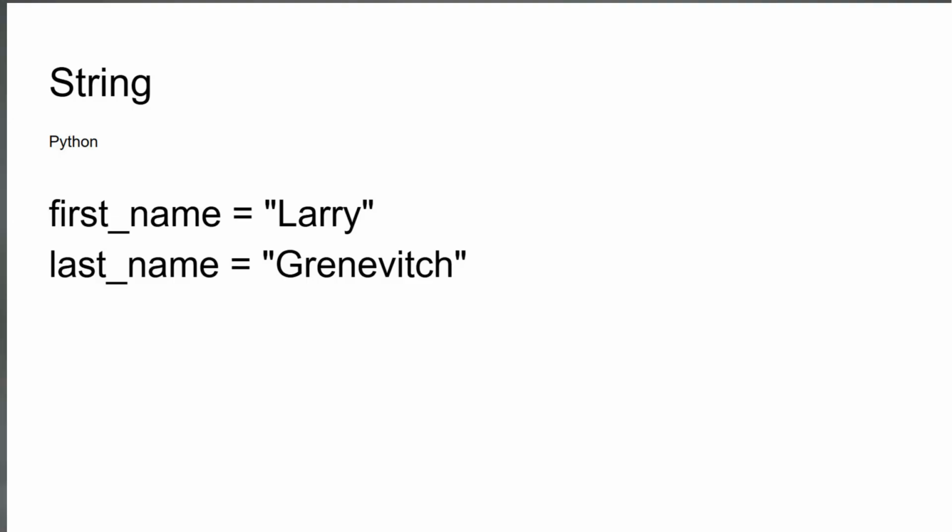So let's start with the first one, the string. It holds text. Use it for names, addresses, and any sequence of characters enclosed in quotes. So you'll notice, the basic Python assignment is like first name equals Larry inside quotes, last name equals Grinovich inside quotes.